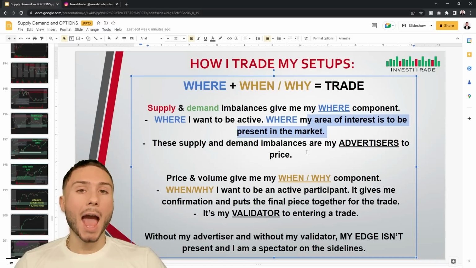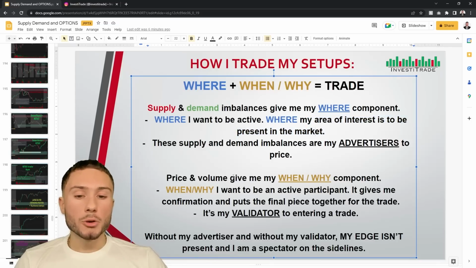These basically are advertising price, saying, okay, if the market comes down to $100, this is a good deal, and this is going to offer a very good opportunity to buy or long the market once it comes down to $100. It's advertising that price is at a discount based off structure in the market. It's an area or a price of interest.